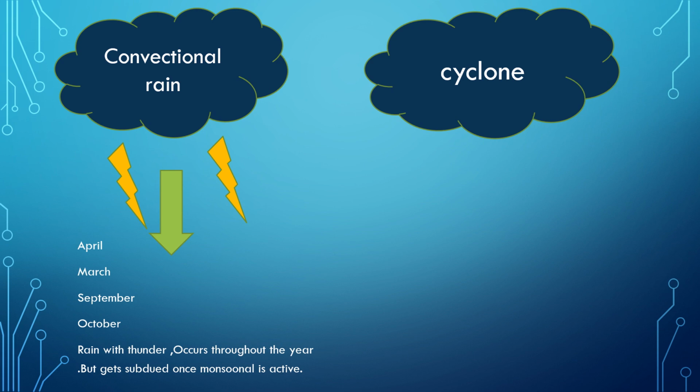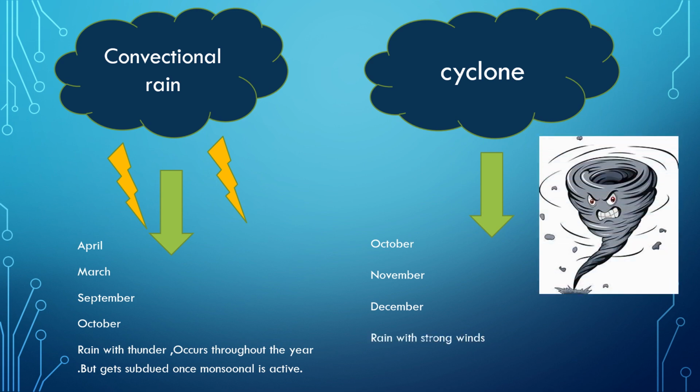Now I am going to explain cyclones. They occur in October, November and December. It is a rain with strong winds. Cyclones occur due to air disturbances in the Bay of Bengal.